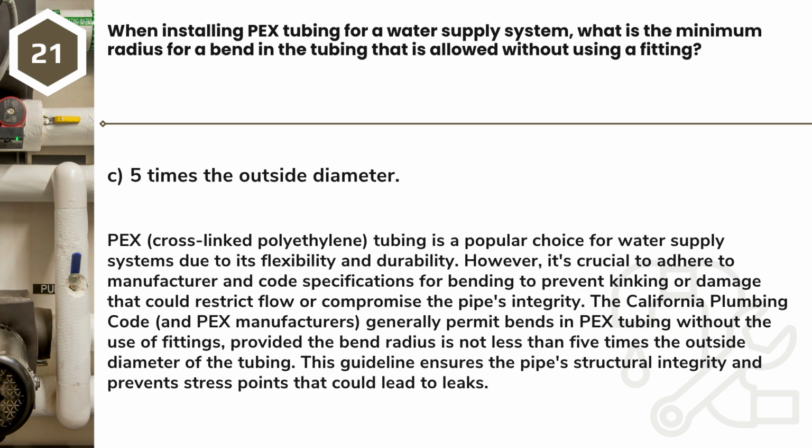Answer: C. 5 times the outside diameter. PEX, cross-linked polyethylene, tubing is a popular choice for water supply systems due to its flexibility and durability. However, it's crucial to adhere to manufacturer and code specifications for bending to prevent kinking or damage that could restrict flow or compromise the pipe's integrity. The California Plumbing Code, and PEX manufacturers, generally permit bends in PEX tubing without the use of fittings, provided the bend radius is not less than 5 times the outside diameter of the tubing. This guideline ensures the pipe's structural integrity and prevents stress points that could lead to leaks.